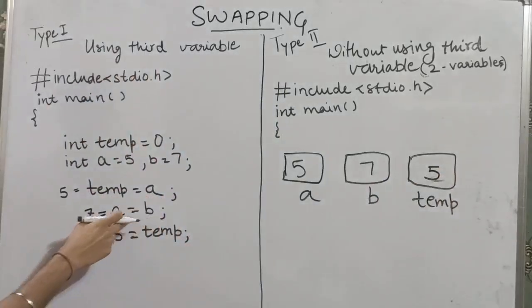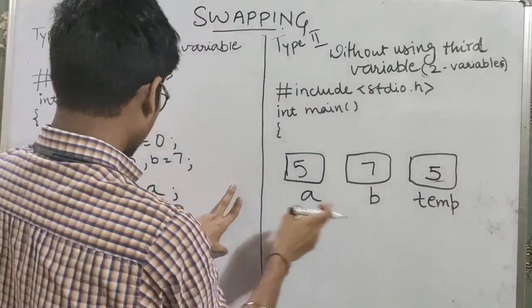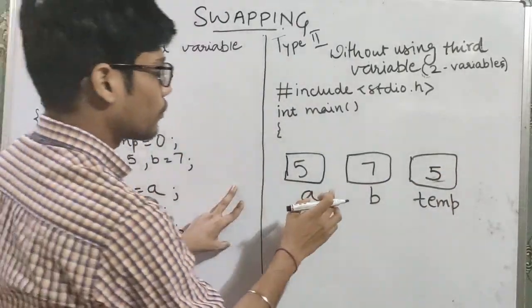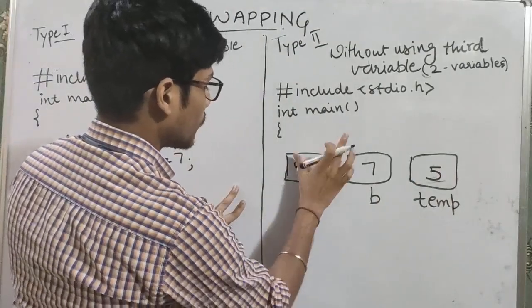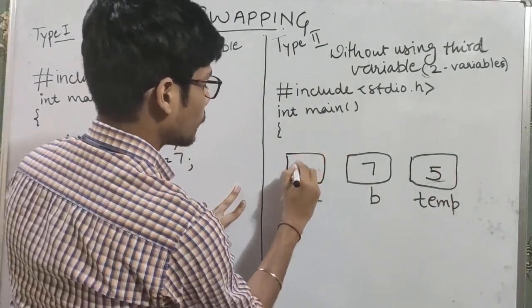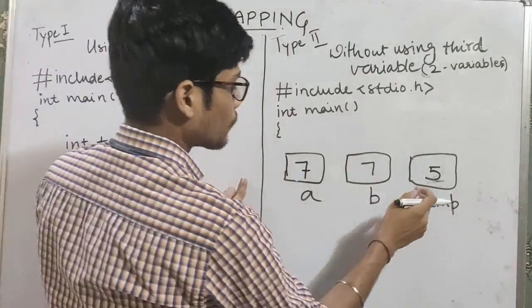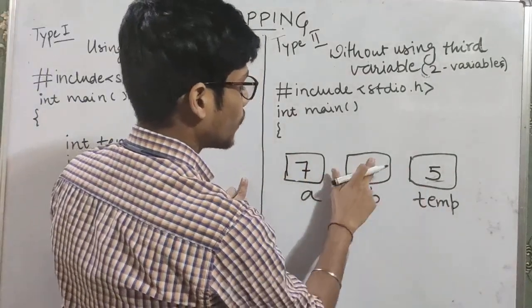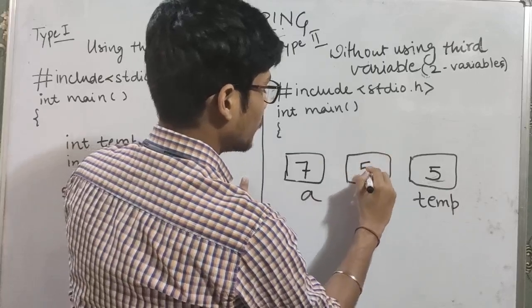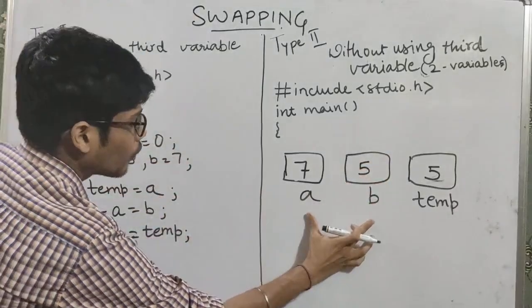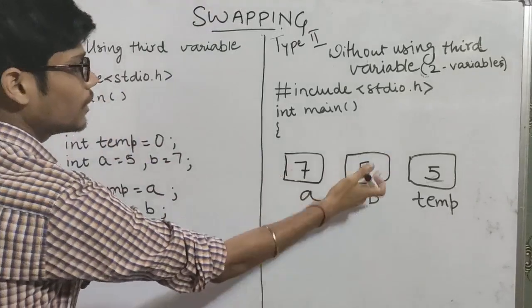So in the second step B is moving to A. B's value is 7, that moves to A. So it gets transferred to A and A's value is replaced as 7. At last the temp value is moved to B. So the temp value is transferred to B and you will get B as 5. So at the end what we are getting is A as 7 and B as 5.